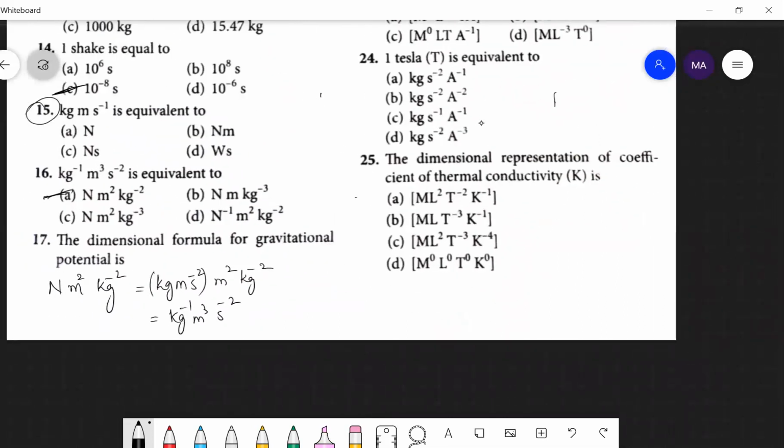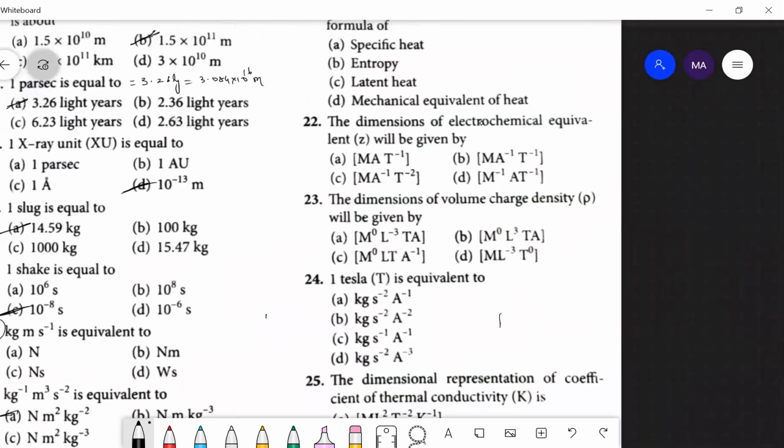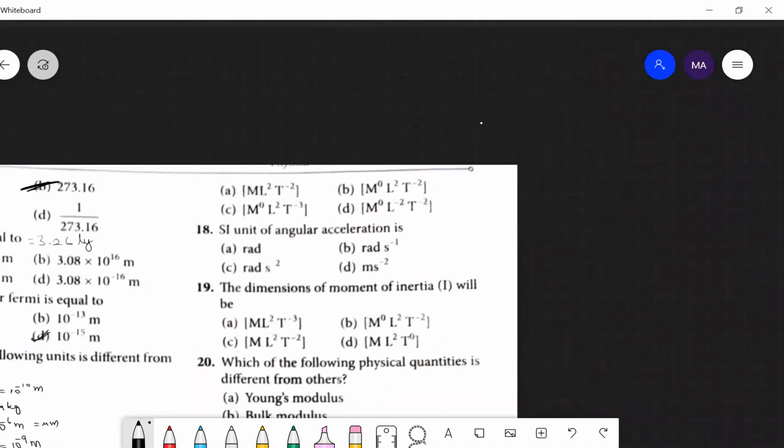The 17th one. The dimension formula for the gravitational potential will be equal to how much? Gravitational potential means work divided by mass. So it is work divided by mass. Work dimension is M L square T power minus 2, divided by mass M. M gets cancelled, so this should be M0 L square T power minus 2. So for the 17th one, B will be the answer.